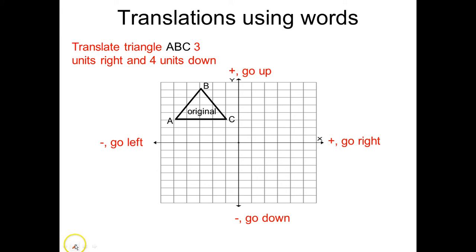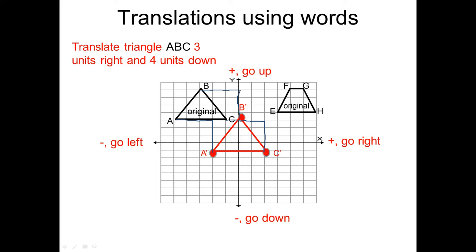So if I look at my triangle, and I take each of my vertices, I started with my A, I went 3 units to the right and 4 units down, and I did that with each of my vertices, 3 units to the right and 4 units down. I'm going to do it with all 3. And I can simply plot those 3 points and join them together to make my new triangle.